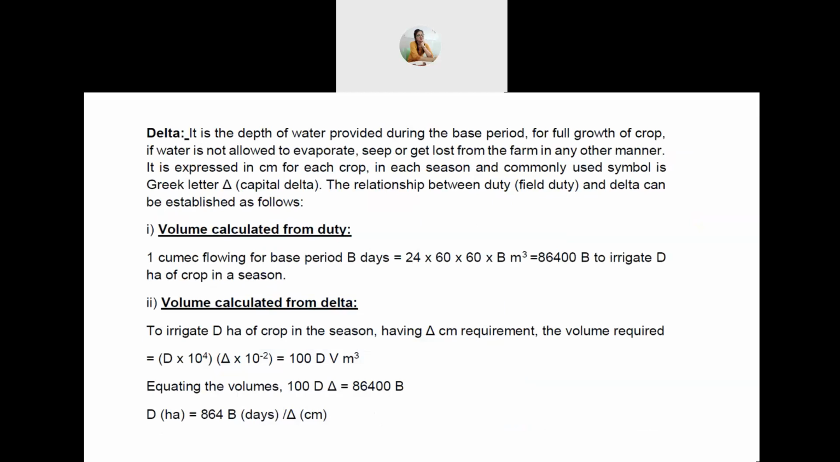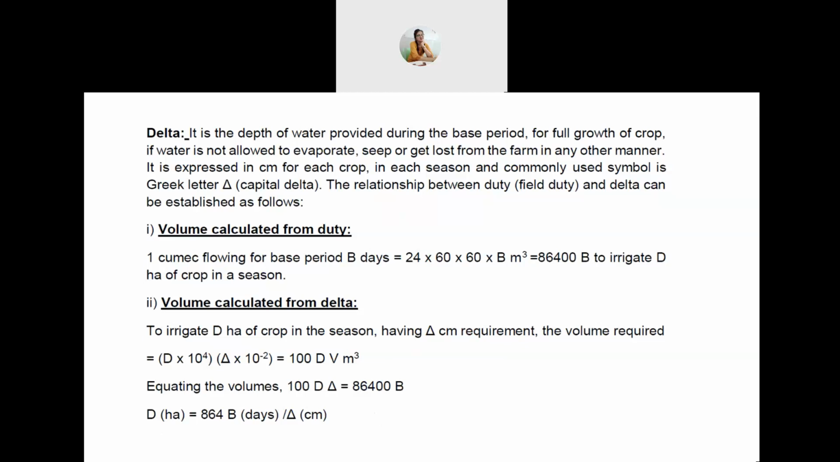Next term is delta. It is the depth of water provided during the base period for full growth of crop, if water is not allowed to evaporate, seep, or get lost from the farm in any other manner. It is expressed in centimeter for each crop in each season, and the commonly used symbol is a Greek letter which is known as capital delta.